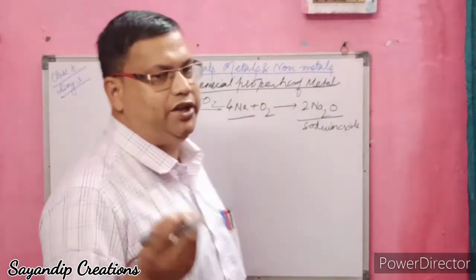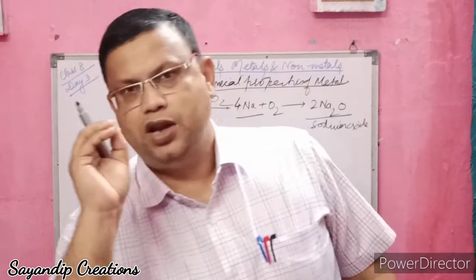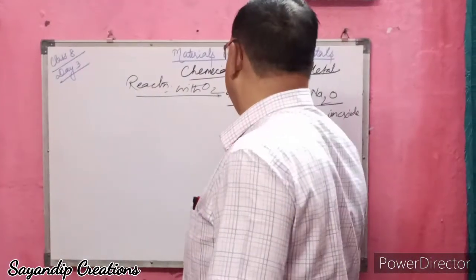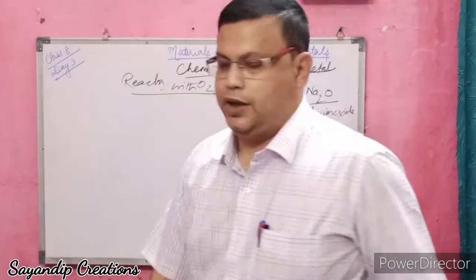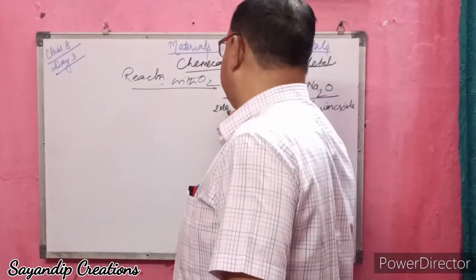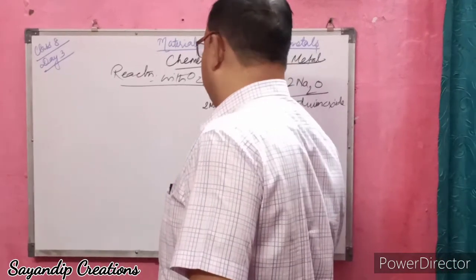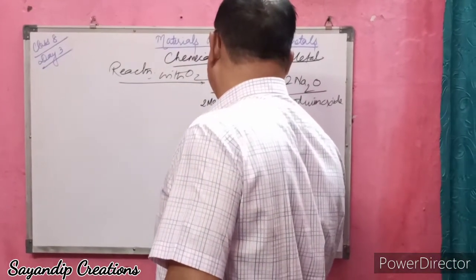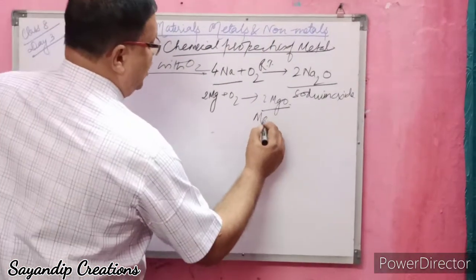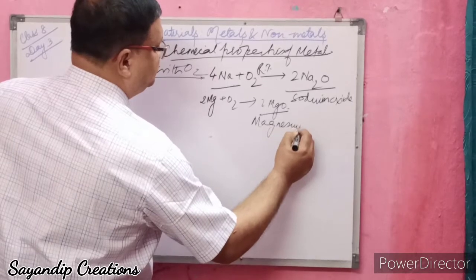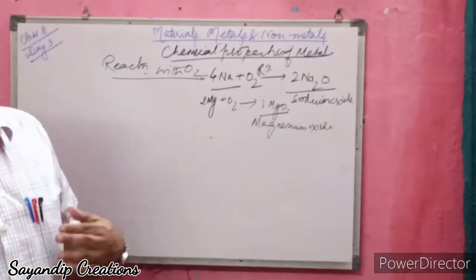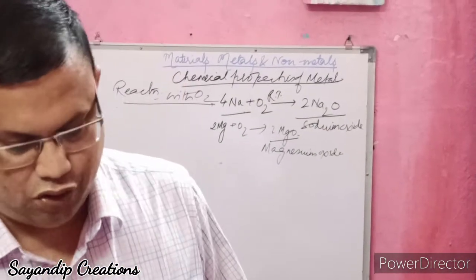Okay, it is sodium metal. It is not kept in the open, it is kept under kerosene oil, sodium and potassium. It reacts at room temperature. Similarly, magnesium, 2Mg plus O2 gives 2MgO. This is magnesium oxide. Similarly, if it reacts with zinc, it will form zinc oxide.